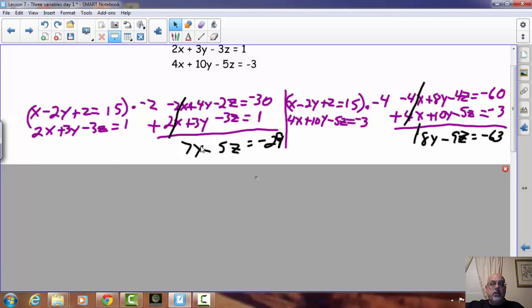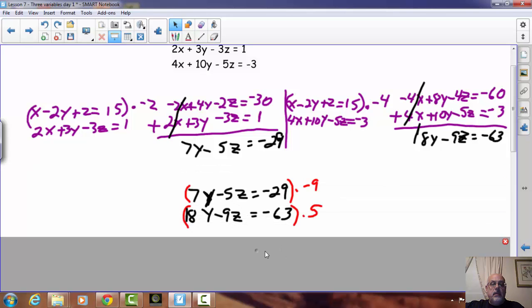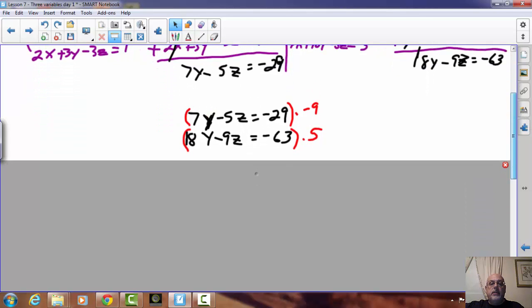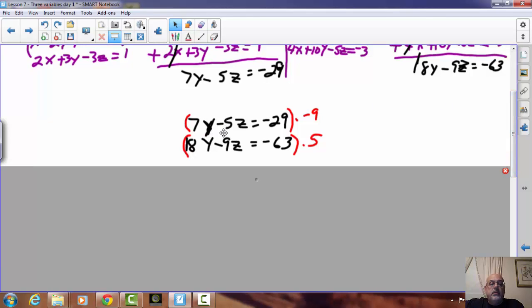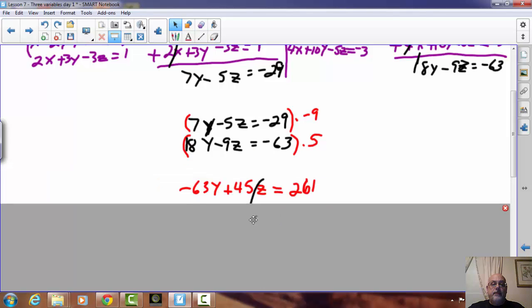So now I have two equations with two variables. So I carry them down, and I look at this, and I said to myself, if I wanted to eliminate a variable, what would be an easy thing to do? 9 times 5 is 45. 7 and 18, the numbers to make the y's drop out are a lot bigger. So I opted to drop out the z's. And I opted to take the top equation and multiply by negative 9, so the signs will all flip, and multiply the bottom equation by 5.